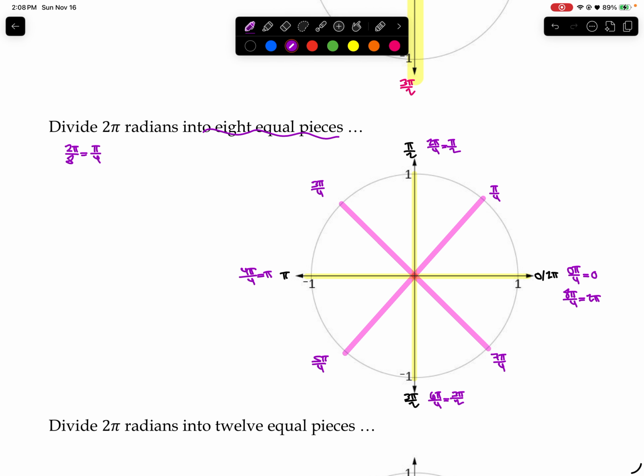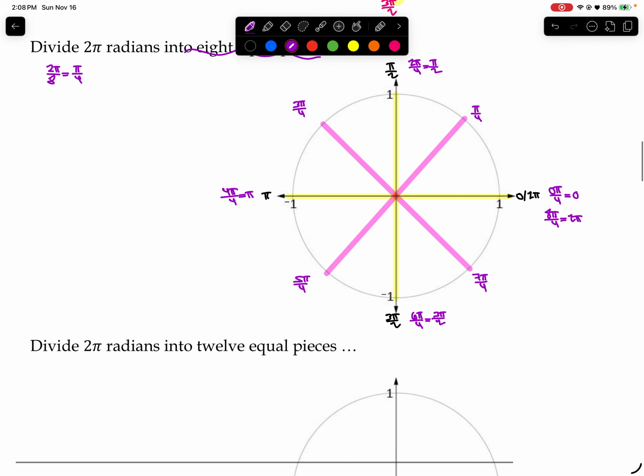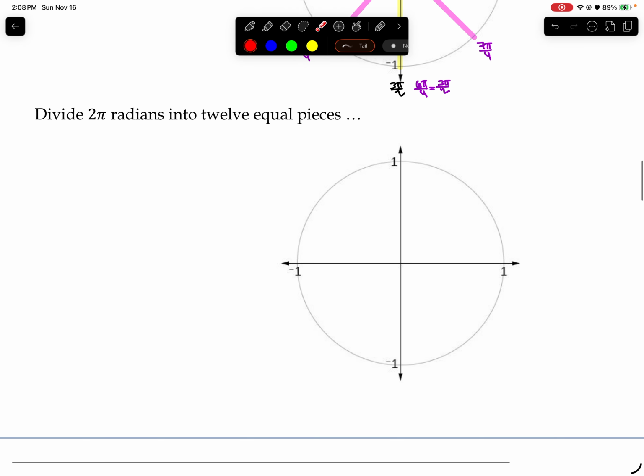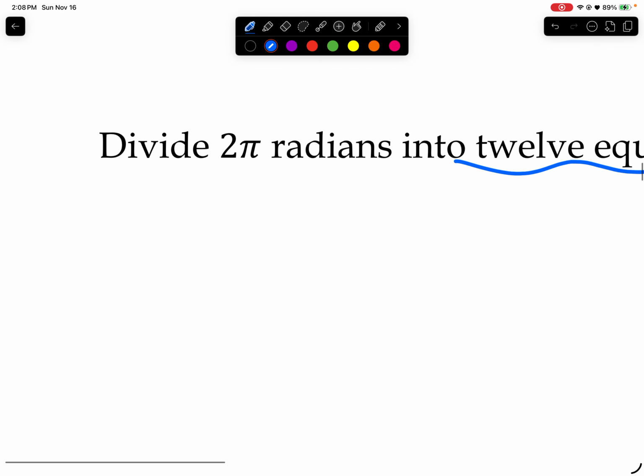So now instead of dividing it into 8 equal parts, now I want to do 12 equal parts. So this is going to be on top of the values that we already have. So over here, we divided it into 8 parts. So 1, 2, 3, 4, 5, 6, 7, 8. Now I want to do 12 equal parts. So when I do 12 parts, I'm going to take 2 pi radians and divide it amongst 12 pieces evenly. So that means now we're going to count by pi over 6.